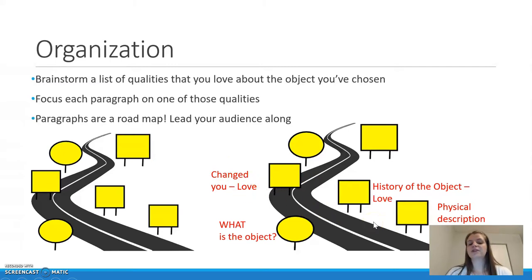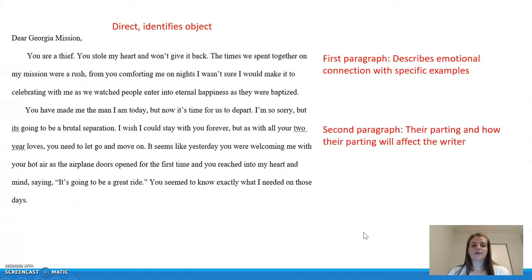So I hope this is clear for you. You're just going to lead your audience through all of the qualities or all the wonderful things about this object that you've chosen, and you're going to tell your audience where you're going. So let's look at an example of that. I took this straight from one of the student examples that's on the site, so you can look at this.